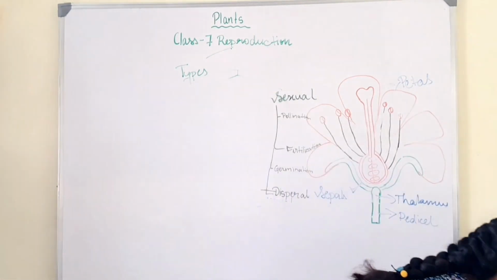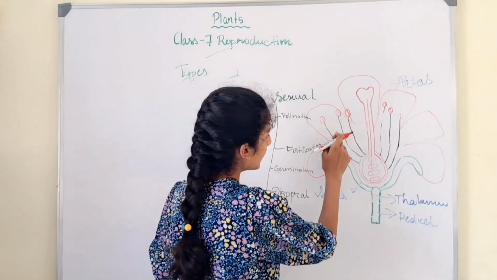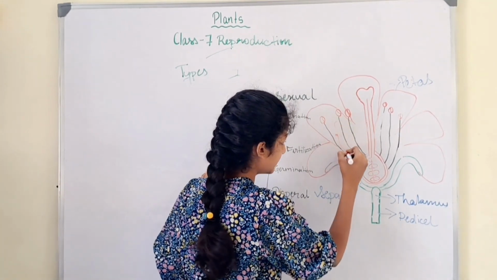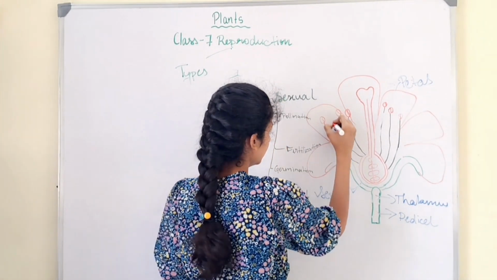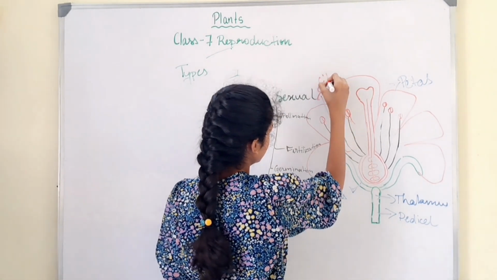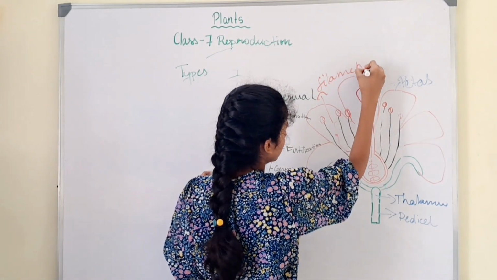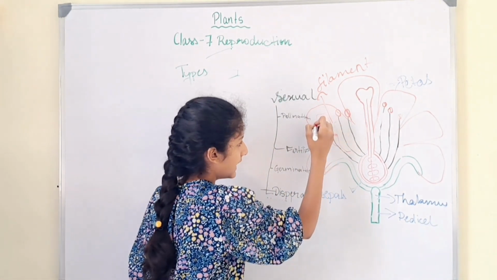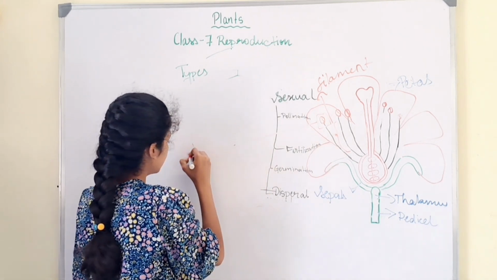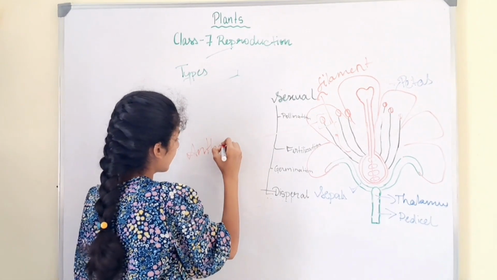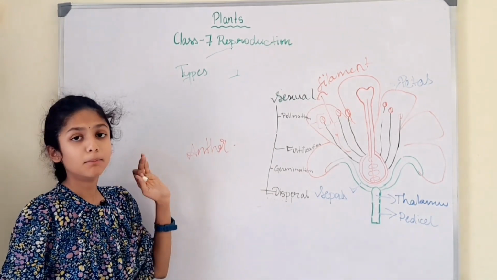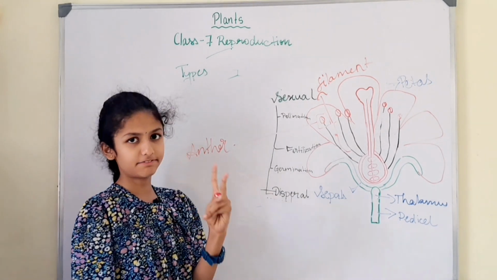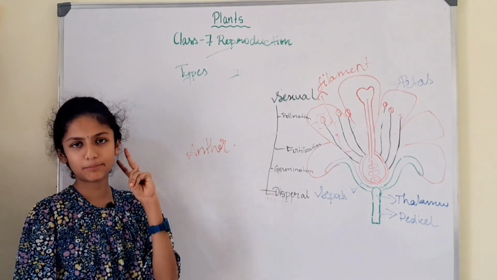Now, this is the filament. It is a long thread-like structure. And this sac-like structure is an anther. This anther and filament both come under the male reproductive part.